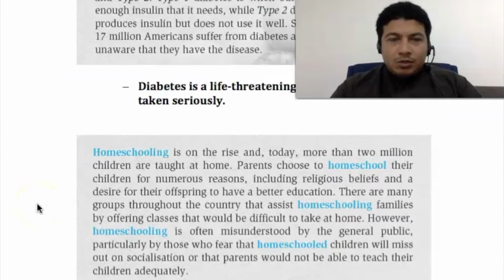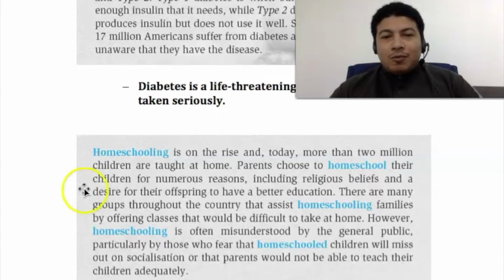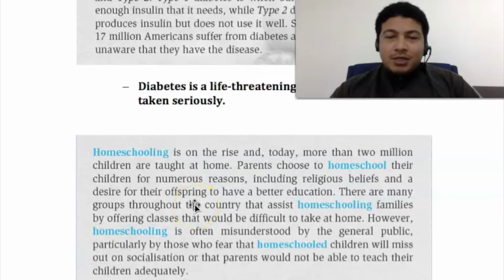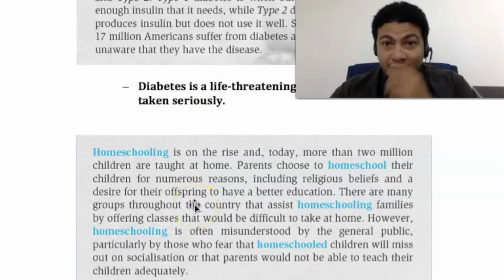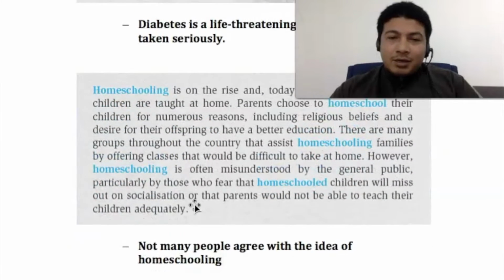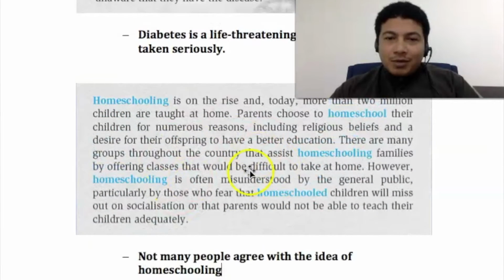So the same goes for the third paragraph. We know that the topic is homeschooling, and we know that the stated main idea is that homeschooling is getting more and more popular nowadays. But what is implied here but not stated, what we call the implied main idea, is that when we read the whole paragraph, we know that not many people agree with the idea of homeschooling.